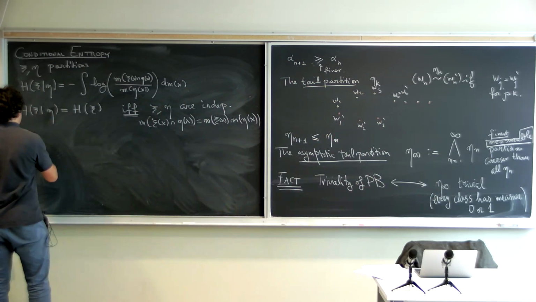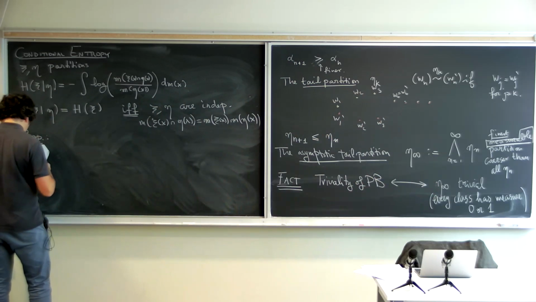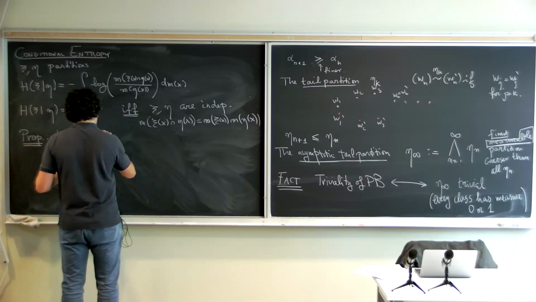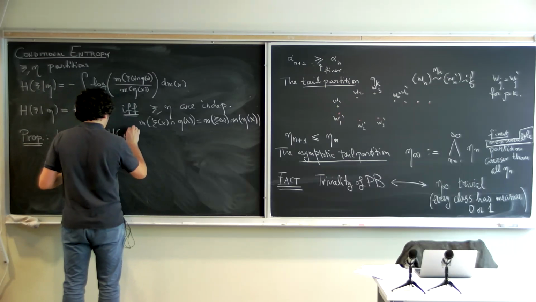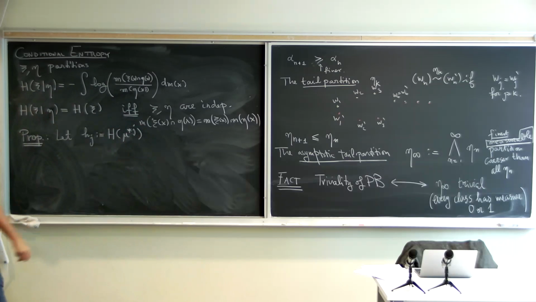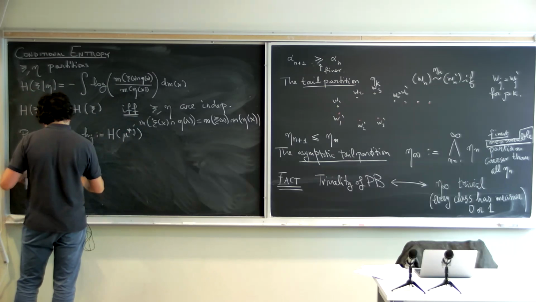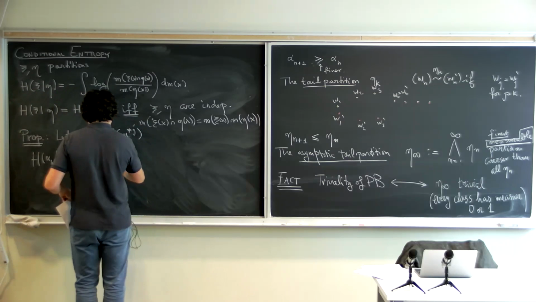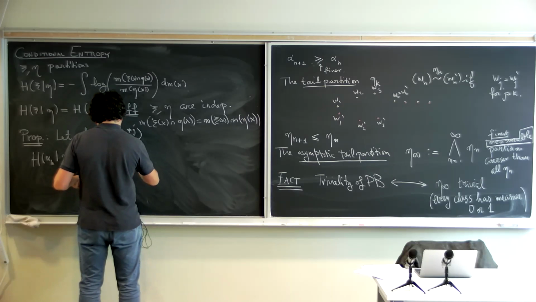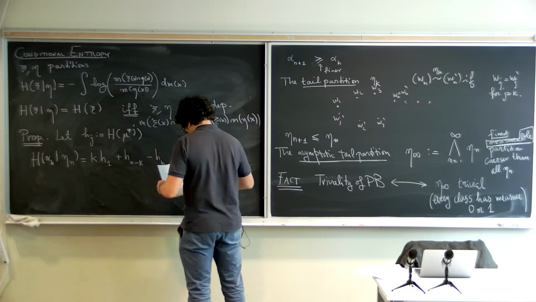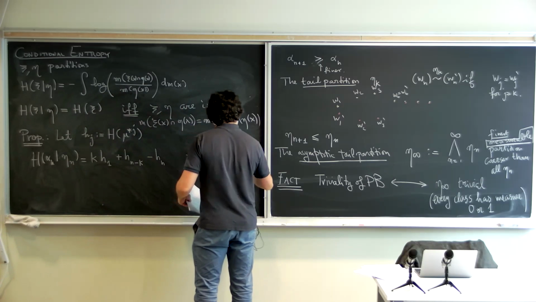So the most important part is the following proposition. We define Hj as the entropy of mu j, as we did before. So now we are back to the random walk. And the claim is the following, that h of alpha k given eta n is k h1 plus h of n minus k minus h n, for 0 less than k less than n.